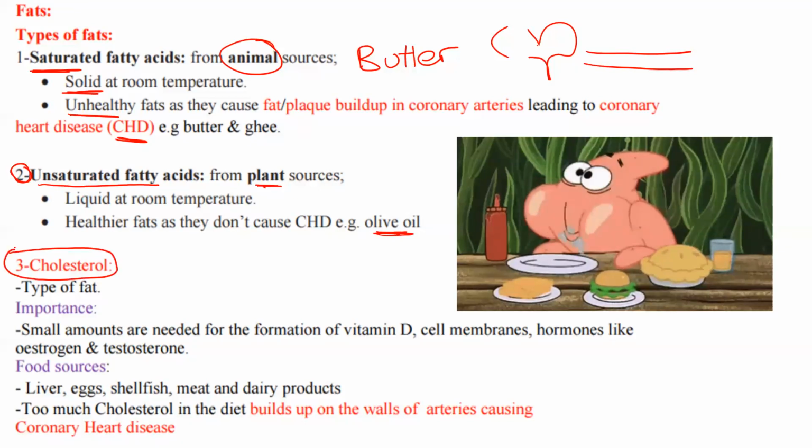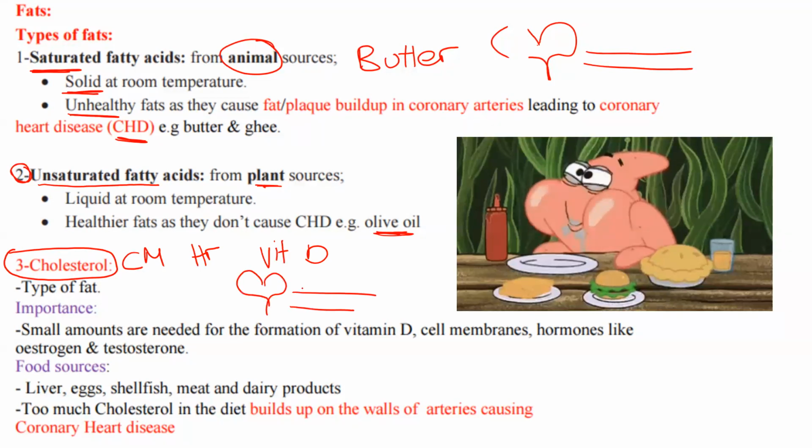And there's a third type of fat called cholesterol. Cholesterol is important. You have to eat cholesterol, but in small amounts. I need it to make cell membranes. I need it to make hormones. I need it for some organs in the body. I need it because it is important for the making of vitamin D. But too much cholesterol is not good because it will also block your arteries and can reduce the blood flow to the heart. Is it the most important one?